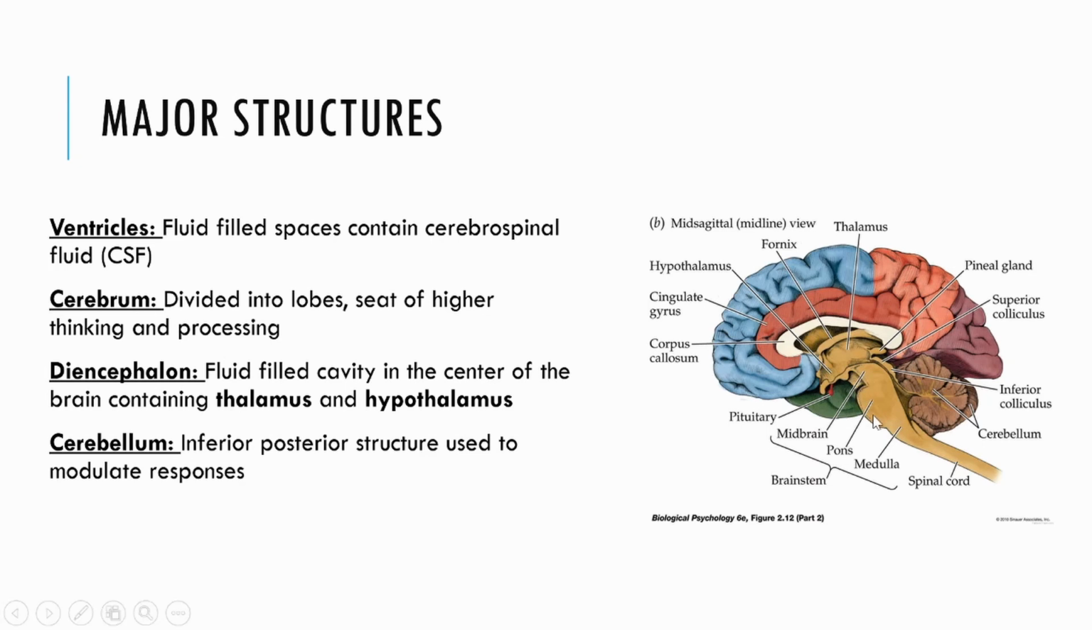Made up of the midbrain, the pons, and the medulla. And this is the very primitive part. So things like making sure that you breathe, making sure that your heart beats are going to be controlled by the brain stem.